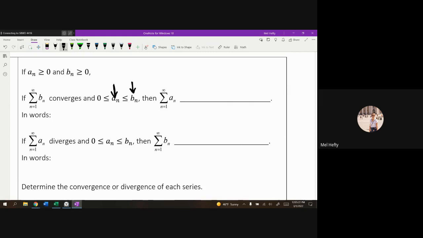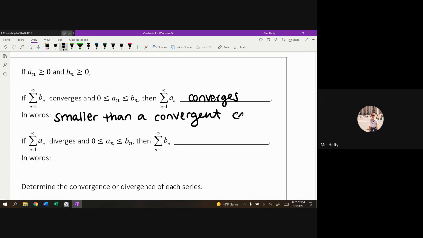So I'm adding up infinitely many terms of b sub n, I get a number. If I'm adding up smaller terms, would you also agree that I'm going to get a number? So if I add up smaller things than something I know converges, then this one has to converge as well. Now, that's a little hard to see in notation, so I'm going to write the words that I say to myself, and that is: smaller than a convergent series converges.